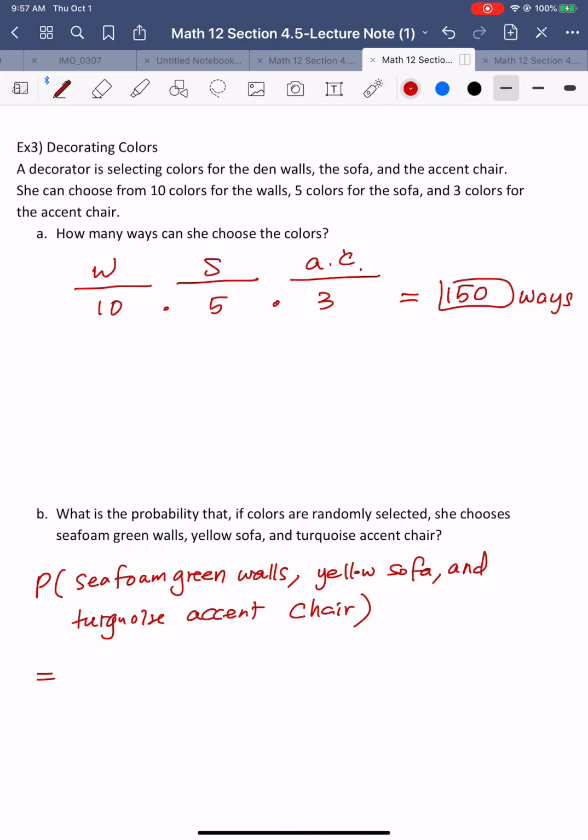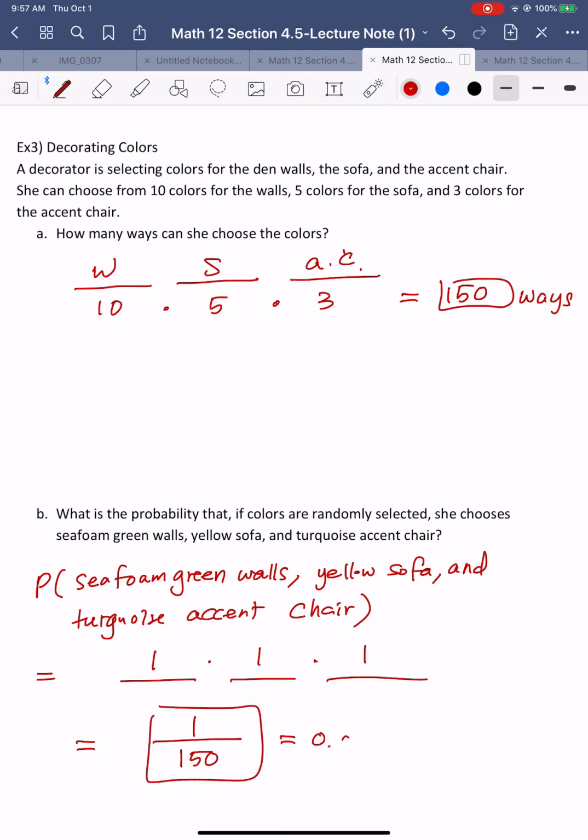So which means this has already been said, isn't it? So she needs to choose from 10 colors, but she chooses one, and she chooses one, and she chooses one for the accent chair, right? So the probability will be 1 times 1 times 1 over 150. Okay, which is the small size of 0.0067.